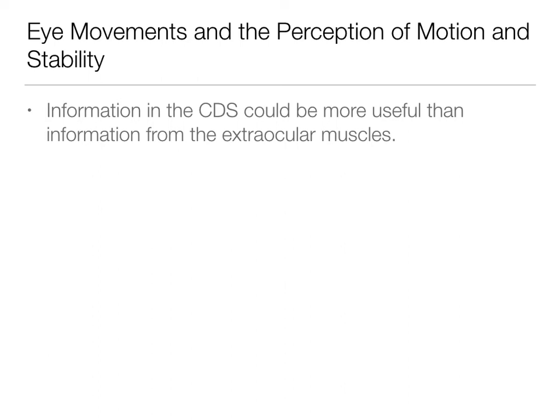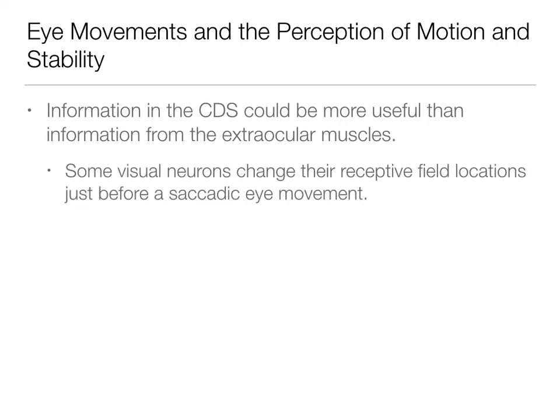Some of the different evidence that we have to support that we really think that this is the theory that's got the most validity is that some visual neurons change their receptive field locations just before an eye movement. So again, it's the idea that we know the eye is going to move, so we better hurry up and get ready for this eye movement. And these visual neurons are responding in a way that suggests that they know what the eye is about to do.